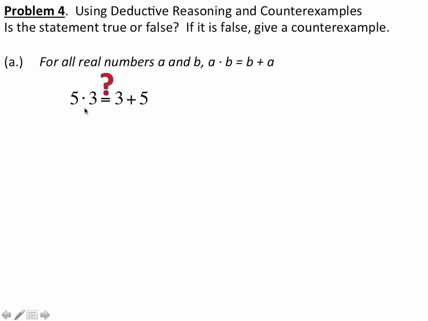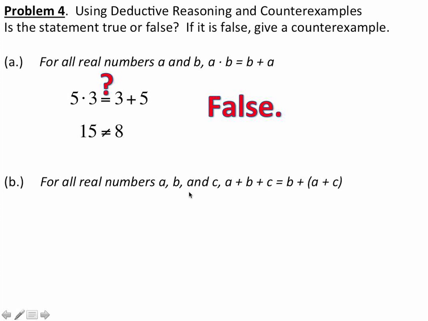Well, that's certainly not true. Okay? Because 5 times 3 is 15, but 3 plus 5 is 8. So using this example, we can say right away that that's a false statement. All right? This doesn't work. So here's my counterexample. When a is 5 and b is 3, well, it didn't work. I just showed you that it didn't work. Therefore, this must be false. All right? Let's take a look at another one.